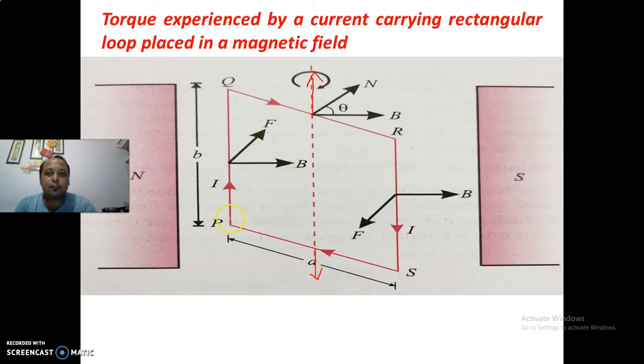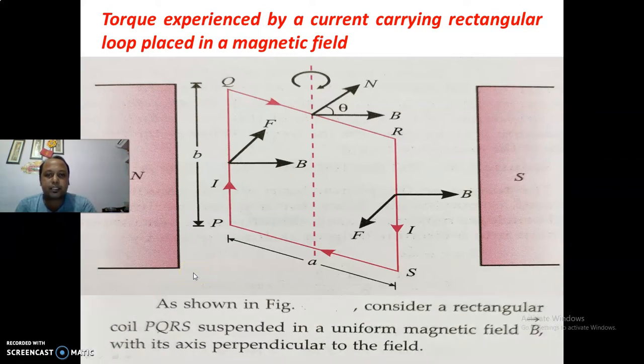But force on PQ and RS, they will result in a torque, because of which the rectangular coil will start rotating. So I hope this is clear to you. This was the basic thing which you need to understand. Now we will discuss the mathematical part.